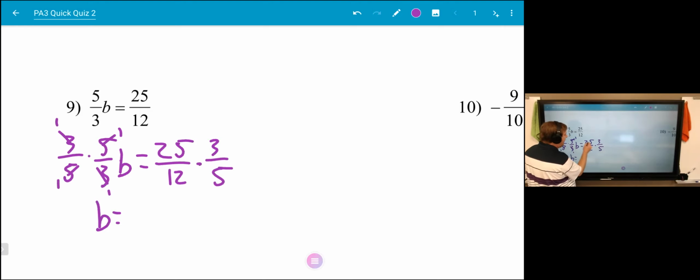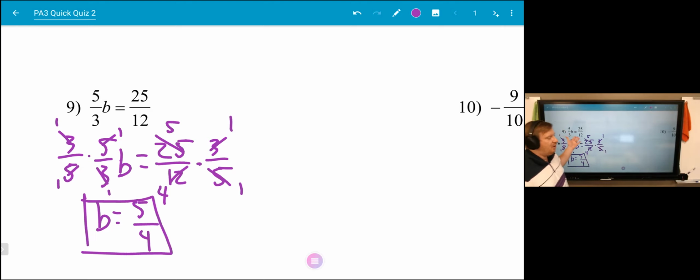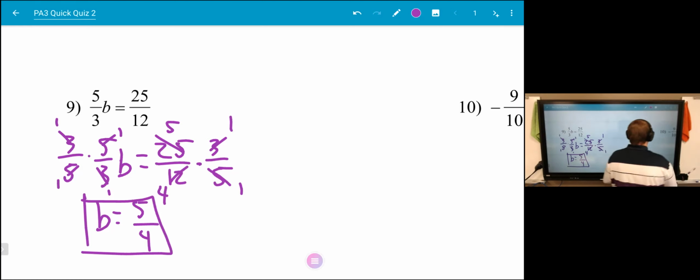b equals, now we need to cross simplify here. Let's look at 25 and 5. Well, 5 goes into 25 5 times. 5 goes into 5 one time. 3 and 12 look pretty good. 3 goes into 3 one time. 3 goes into 12 4 times. I multiply across. 5 times 1 is 5. On bottom, 4 times 1 is 4. b is 5/4. Check it if you don't believe me.